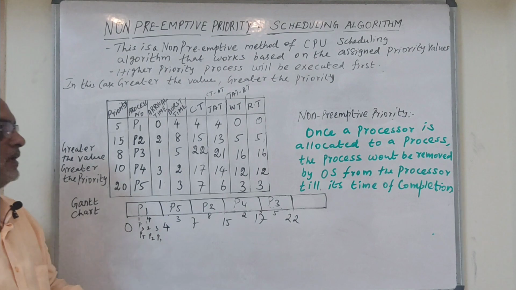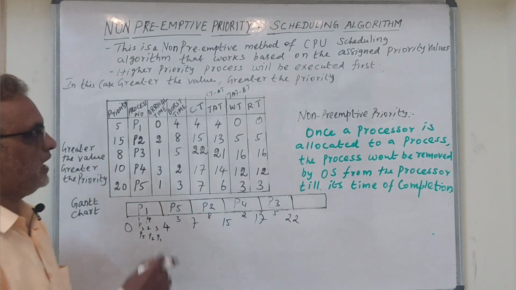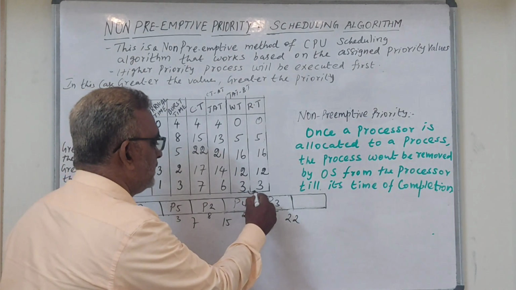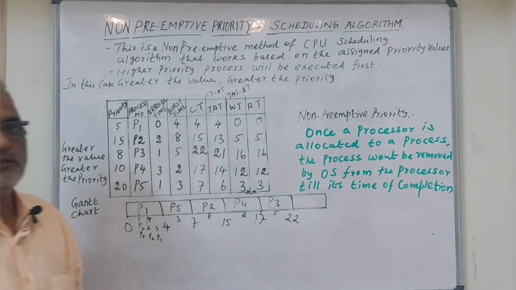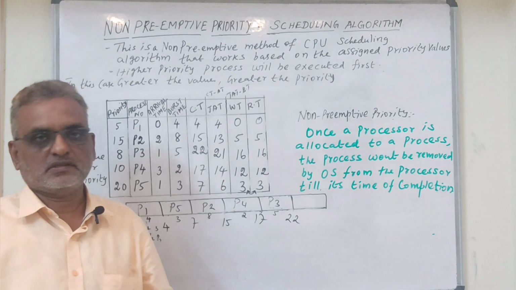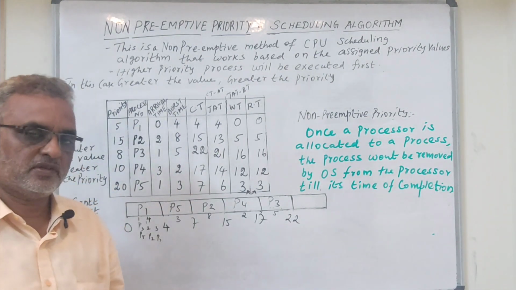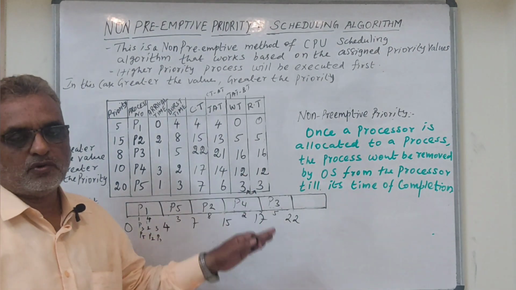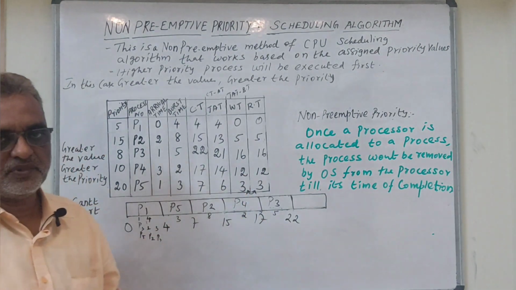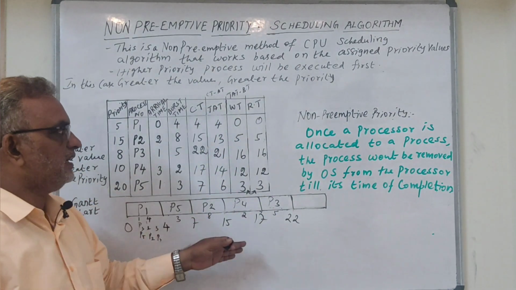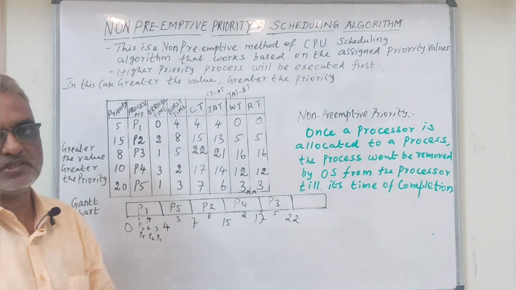The response time and waiting time are both equal in the case of non-preemptive scheduling. This we already discussed, even in first come first serve and shortest job first. In the case of non-preemptive scheduling, the waiting time is equal to the response time.